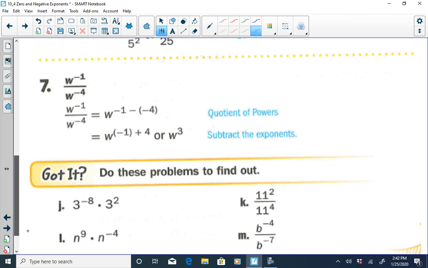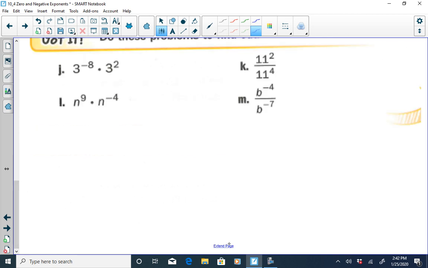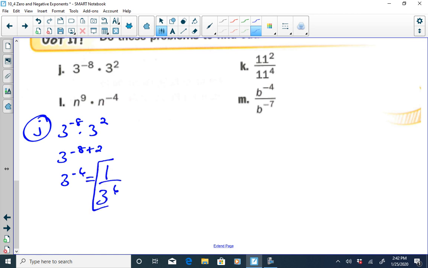Alright, so let's get down to some of these examples here. Letter J. That's 3 to the negative 8 times 3 squared. When we're multiplying powers with the same base, we add the exponents. So that's the same as 3 to the negative 8 plus 2. So that's 3 to the negative 6, which we know is 1 over 3 to the 6th power. We're not going to evaluate 3 to the 6th power because that's going to get kind of large.